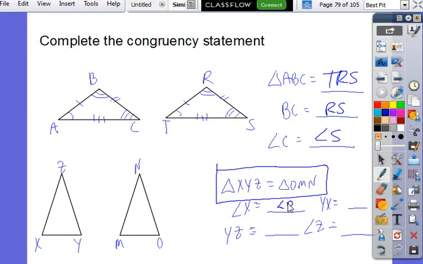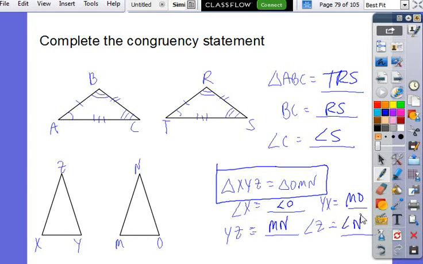And then if I look at YX, well, which 2 letters did I do on that? Y to X. I did the second back to the first. That's going to be M to O. So it's got to go second back to first. That's got to be MO. YZ, that's second to third. So that would be MN, second to third. Angle Z, well, Z is the last one. So then N is the last one.